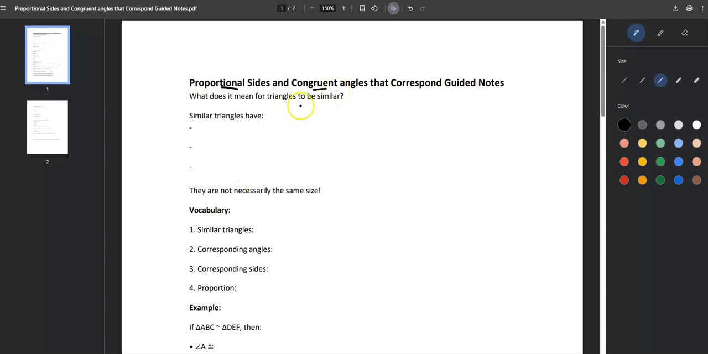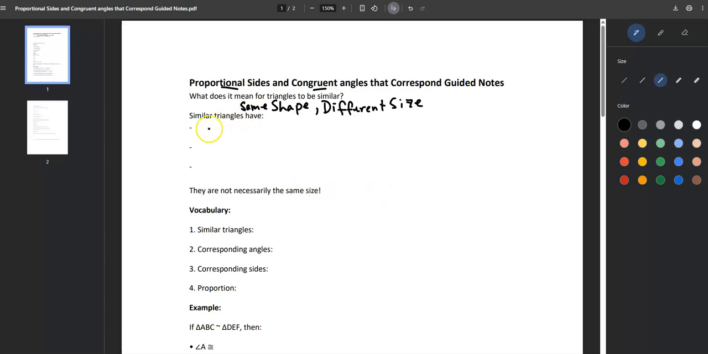So what does it mean for triangles to be similar? This would be the same shape, different size. So it can either be bigger or smaller. We can have that scale factor, reducing or enlarging, one of those two, okay?